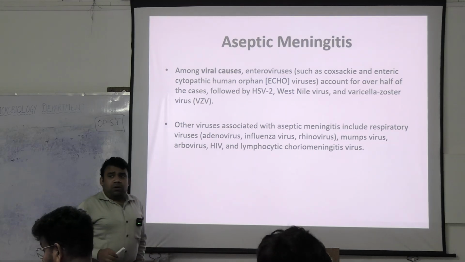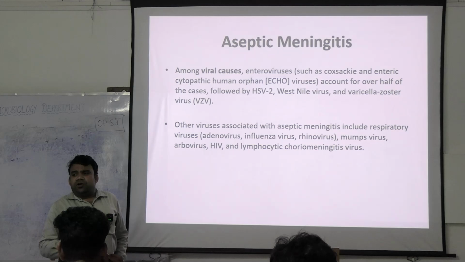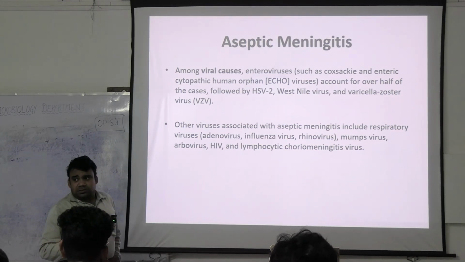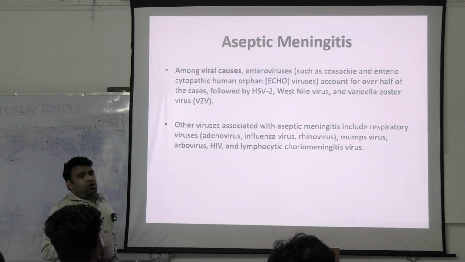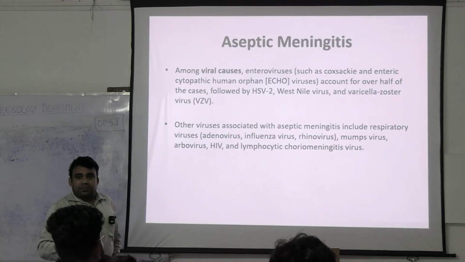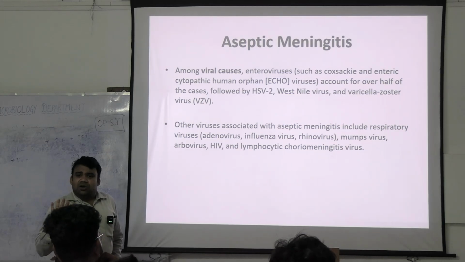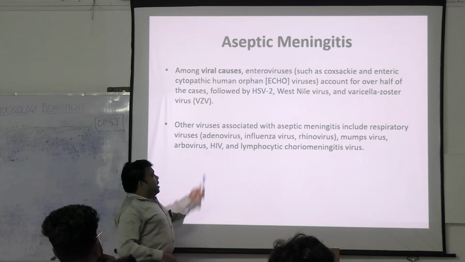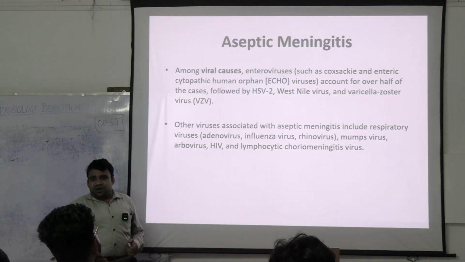Among the common viruses which cause meningitis, number 1, the enteroviruses. Among them the Coxsackie and ECHO virus. ECHO stands for enteric cytopathic human orphan virus. And more commonly we have herpes simplex, varicella zoster and West Nile virus. These are the common ones. Some of the uncommon causes would include adeno, influenza, mumps, measles and LCM viruses.